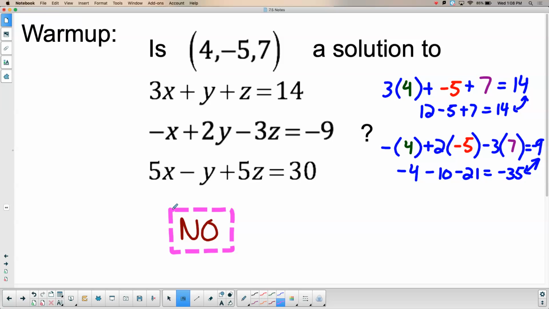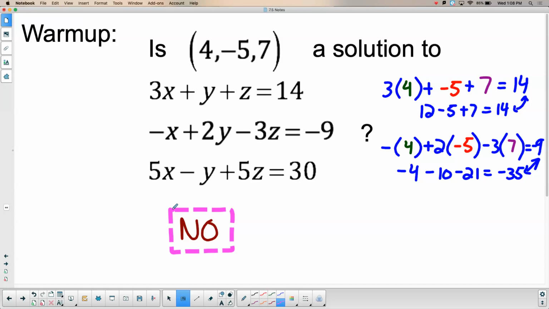Also wouldn't have worked out in the third one. 20 minus 5 plus 5 is 25 plus 35 is 60. Not 30. So.